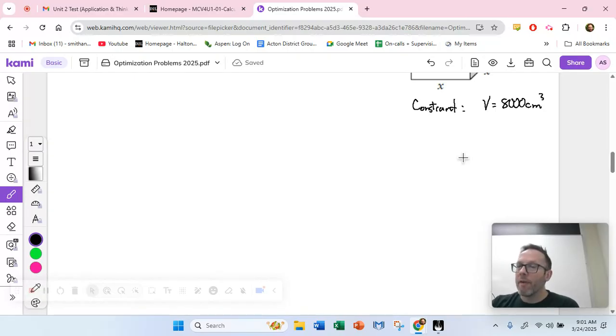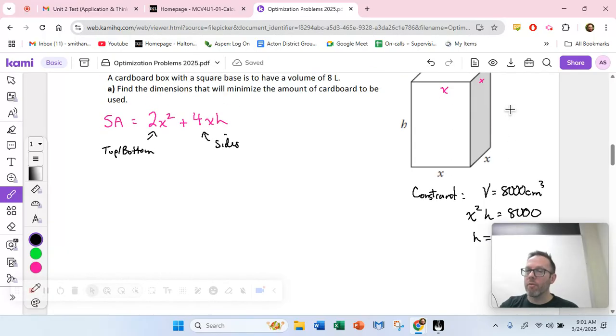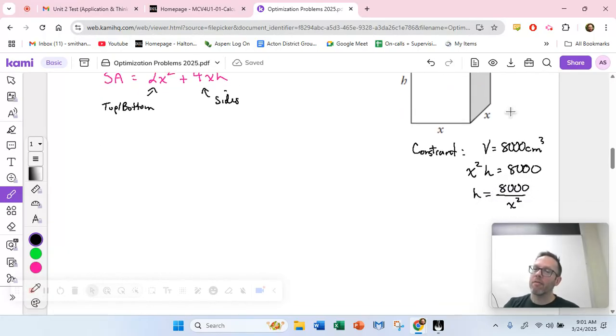The volume of this box, it's a box, length times width times height, x times x times h. The volume of this box is x squared times h. This has to equal 8,000. And I would argue it's probably easier to isolate h. We don't introduce any weird roots or anything. So let's get h by itself. h is going to be the volume divided by x squared. So whatever that square base dimension is, the height is 8,000 divided by that square base squared.